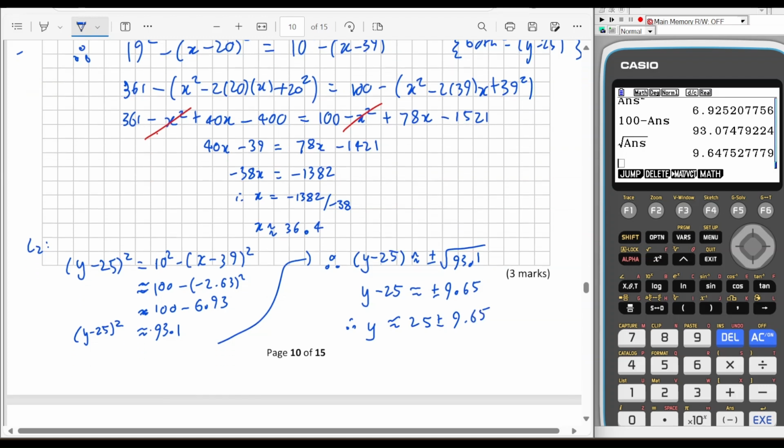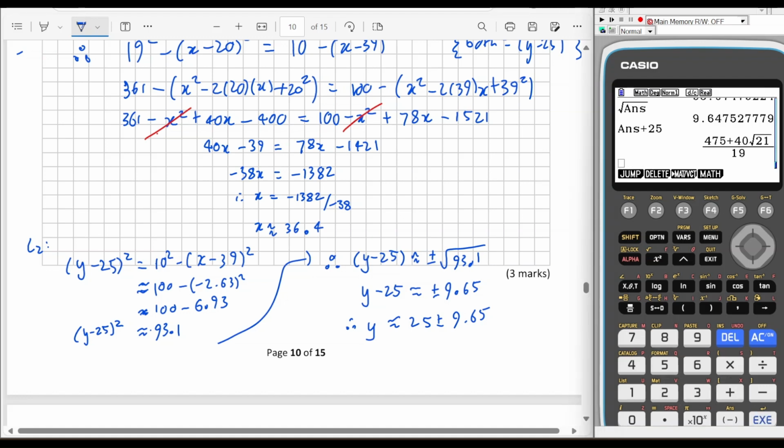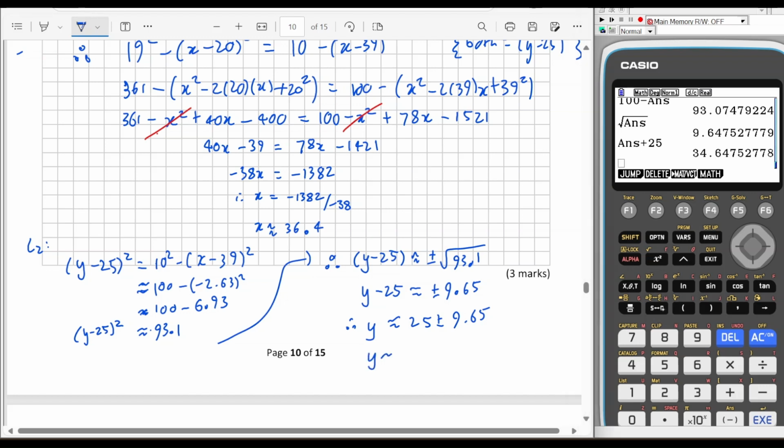Okay. So if we go plus 25, that's one y value, 34.6. And if I go 25 take that whole big number, 9.64, 6475 to 7779, 15.4.